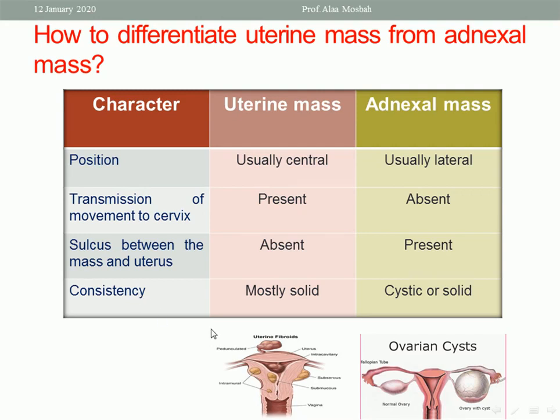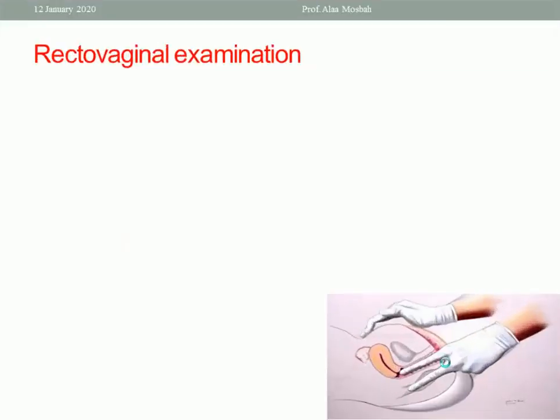As regards consistency, uterine mass is mostly solid, while adnexal mass may be cystic or solid, but more commonly cystic. What about the next step, which is rectovaginal examination? As you see in the picture, the middle finger is in the rectum and the index finger in the vagina.